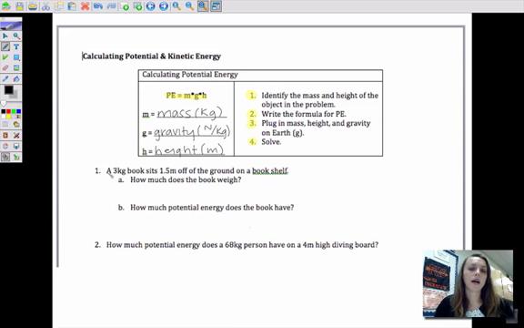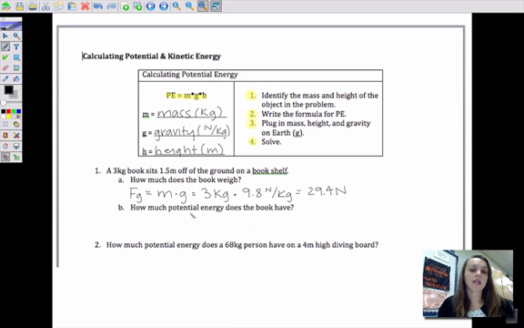In our first problem, we have a 3-kilogram book sitting 1.5 meters off the ground on a bookshelf. But the first part is asking how much the book weighs. I'm sure you've noticed that the formula for weight, mass times gravity, is embedded in potential energy. So, weight is equal to mass times gravity. So we have a 3-kilogram book times 9.8 newtons per kilogram, which means the book has a weight of 29.4 newtons.